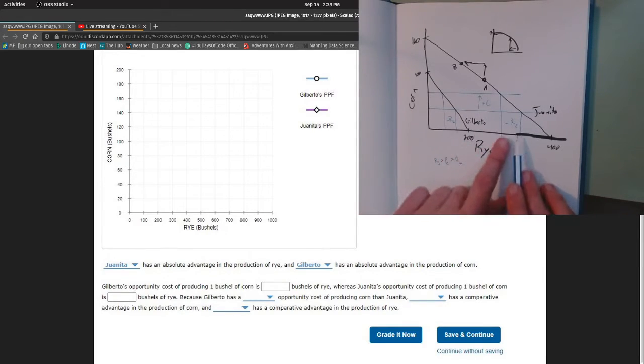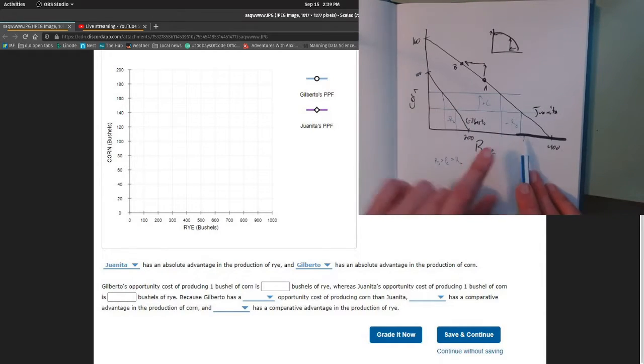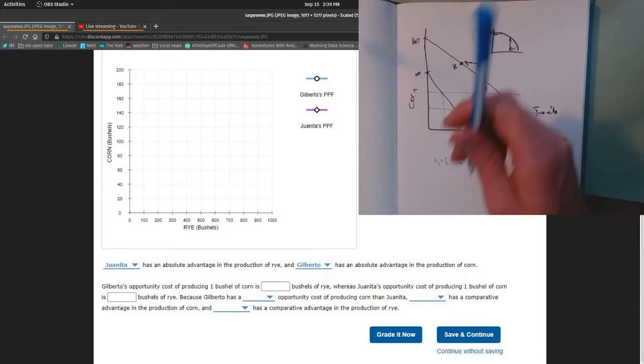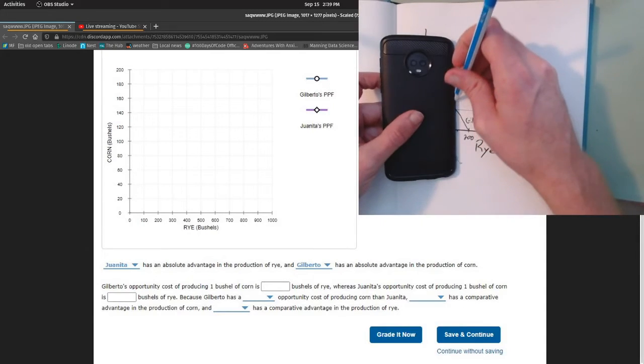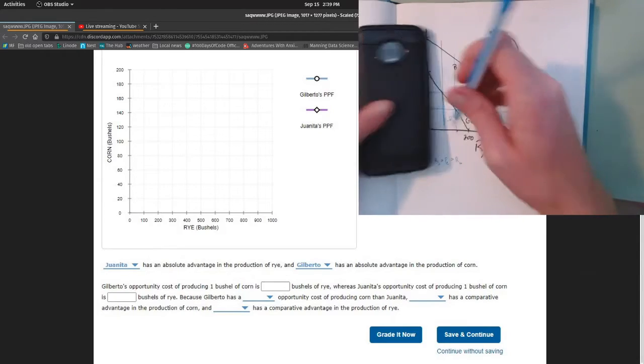So to the extent we have a difference in the opportunity cost of getting some corn between what Juanita would have to give up and what Gilberto would have to give up for the same amount of corn, if there is a difference, someone has comparative advantage. Now in this case, we can see RG is definitely lower. Let's do a little bit more mess on this graph just to drive the point home.